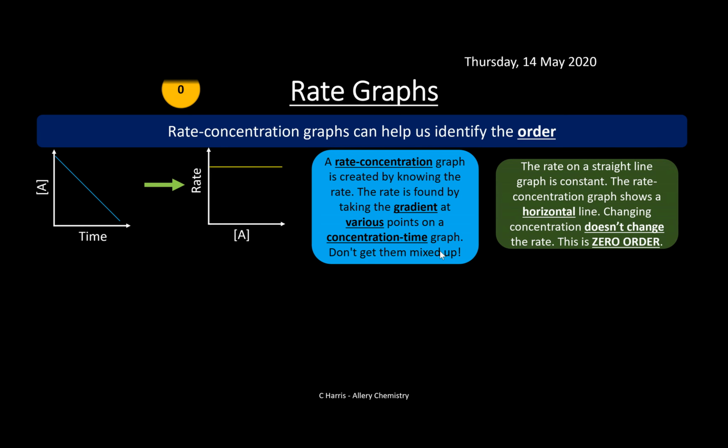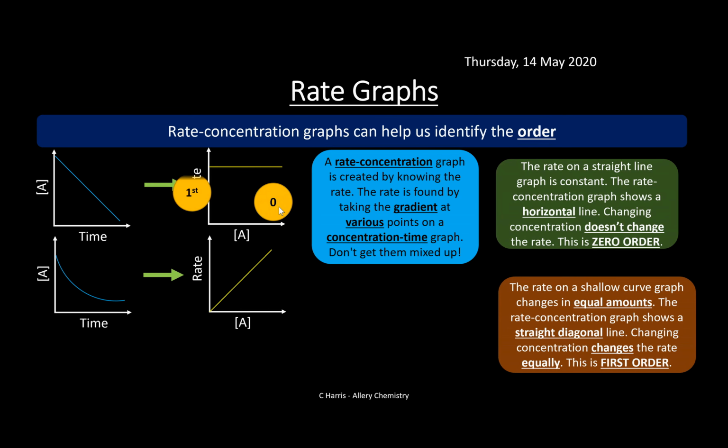So let's have a look at the first one here. The rate on a straight line graph is constant, and so the rate concentration graph shows a horizontal line. So changing the concentration doesn't change the rate of reaction. So this is 0 order. Look at the difference. This is what you plot from your practical data, concentration over time. And then we take the gradient at each one of these to find out the rate of reaction, and then we plot rate against concentration, and if we get a straight line on this graph, this symbolizes a 0 order reaction.